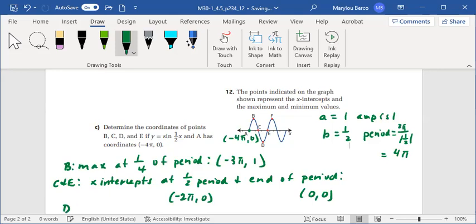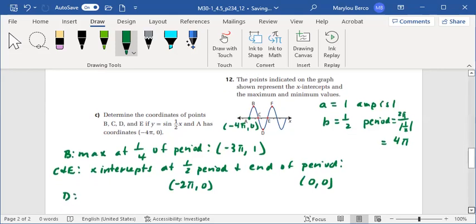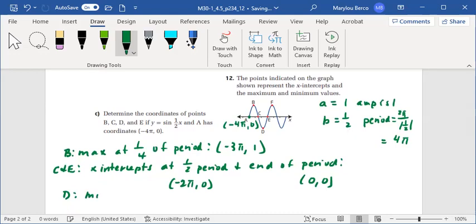For point D, it's a minimum at 3/4 of the period. So it will be at negative pi, negative 1.